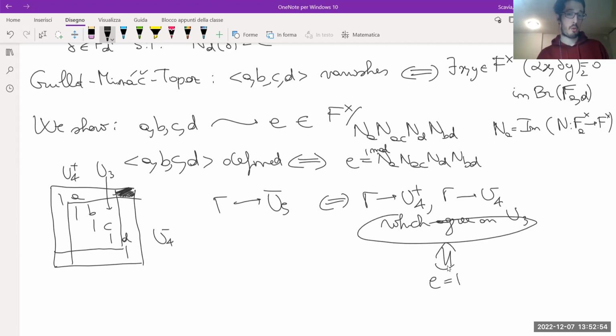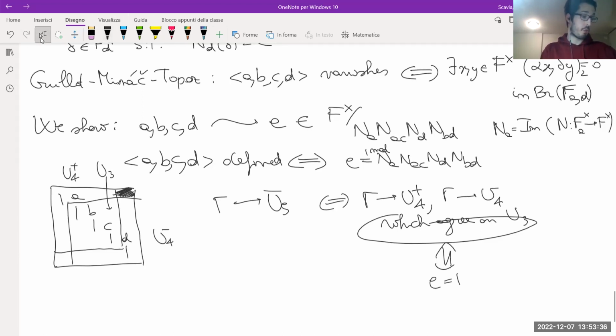So I phrased it in terms of homomorphisms, but we actually phrase this in terms of Galois algebras. Really, a homomorphism from gamma to U5 bar is a U5 bar Galois algebra. That's the same as giving a U4 plus Galois algebra, a U4 minus Galois algebra, and an isomorphism of U3 algebras corresponding to the intersection. If you write down these conditions, it takes work, but you eventually get to this E that I mentioned. And so that's how we do this first part.